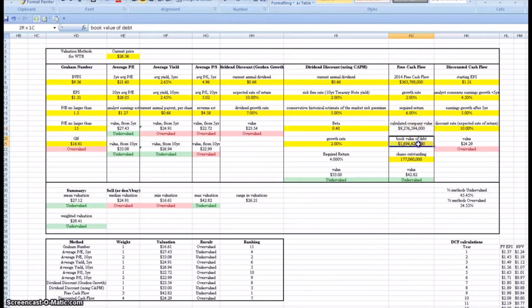Then you need the value of the debt. I have book value of the debt here, but with all this stuff, the specific numbers are not what's important. The methods are what is important, and thinking about valuing and comparing that calculated value to the market price.